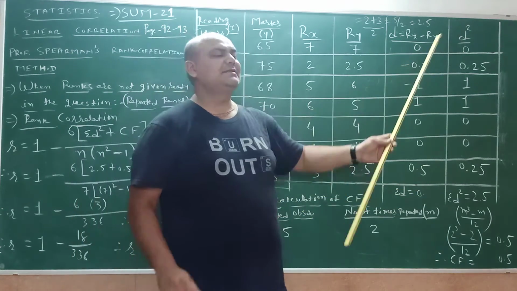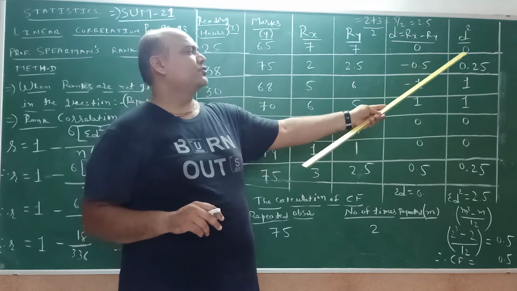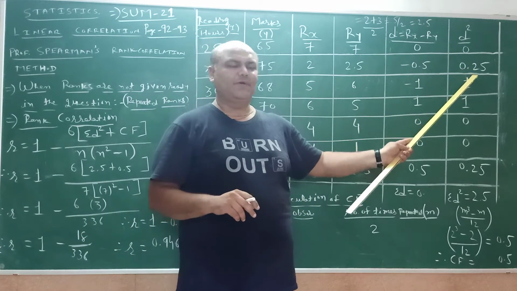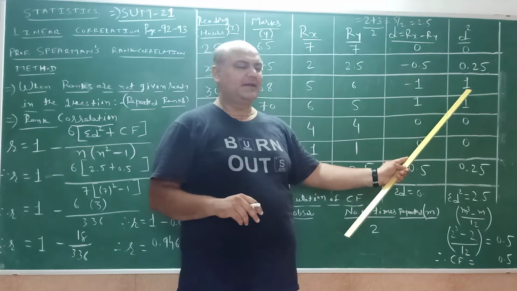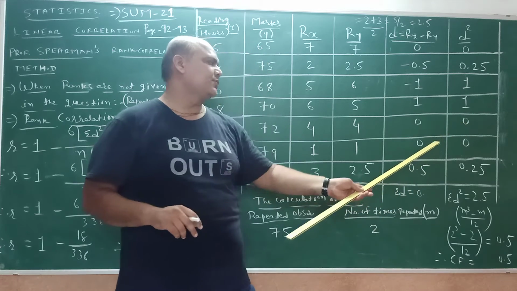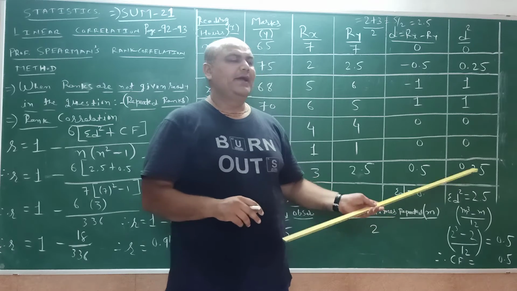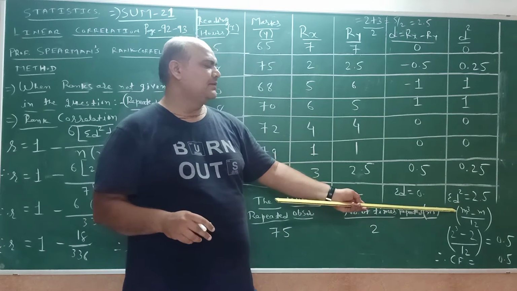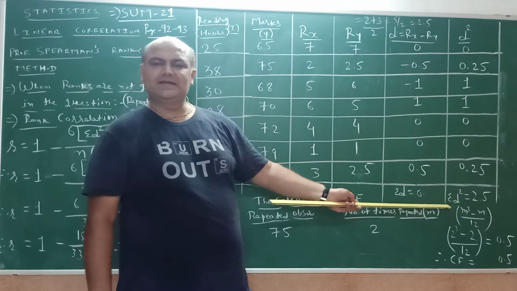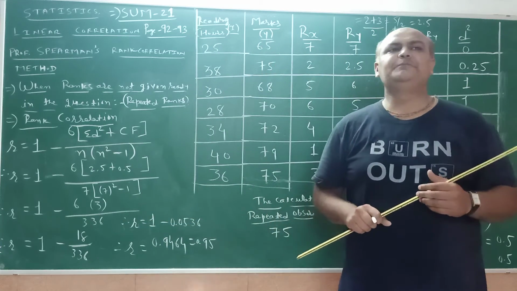Now the last column, that is D square. Here it is the square of the column of D. 0 square, 0. Minus 0.5 square, 0.25. Minus 1 square, 1. Square of 1, 1. 0 square, 0. 0 square, again 0. Square of 0.5 is 0.25. And do the total of the D square column, that is sigma D square, 2.5. Is it clear? Clear. Now we move towards the formula.